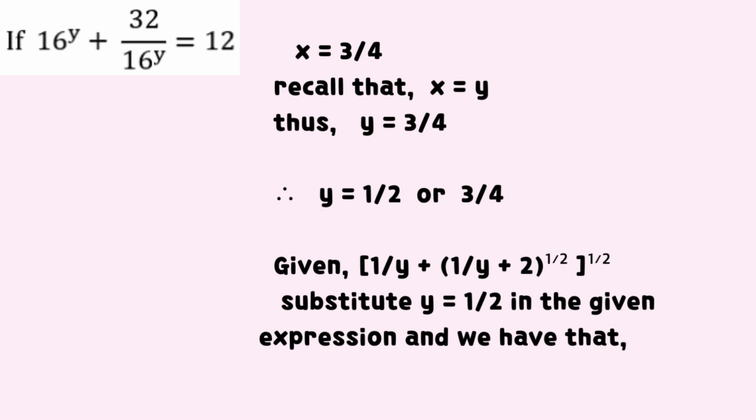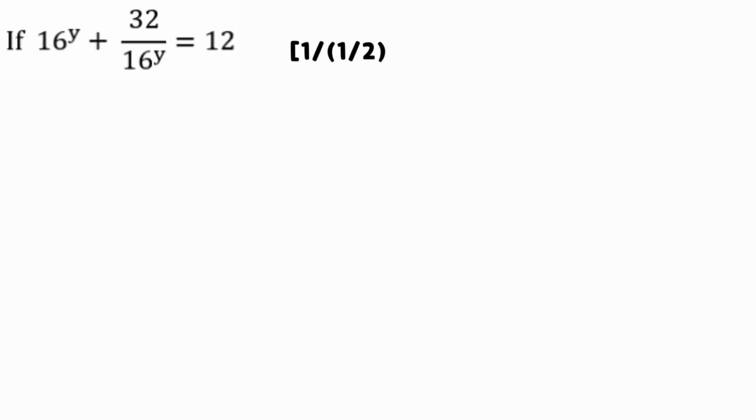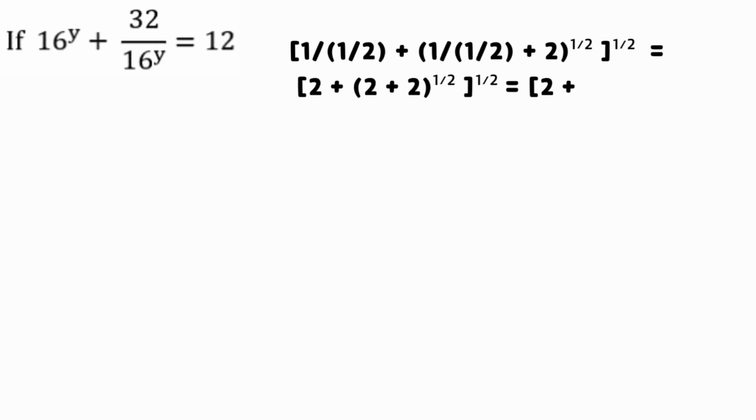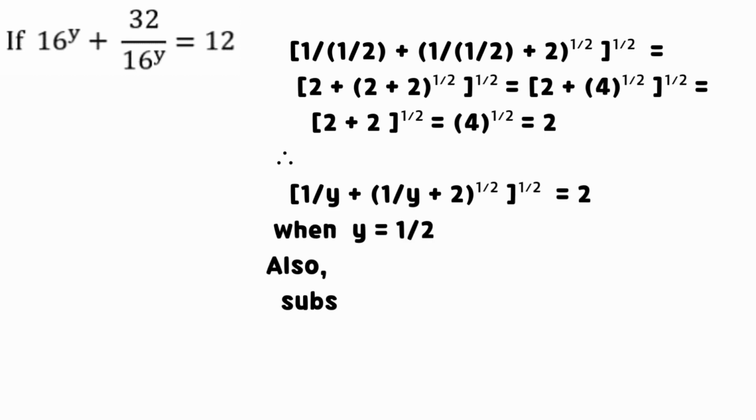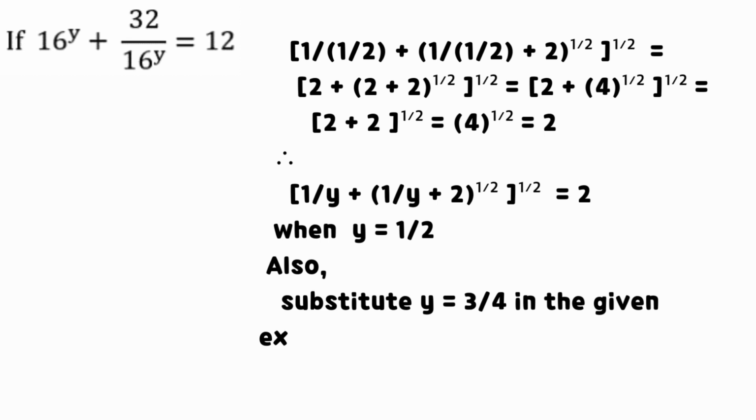Substitute y equals half in the given expression, and we have that simplify the substituted numerical expression, and we have that the square root of 4 equals 2 after simplification. Therefore, the given expression equals 2 when y equals half.